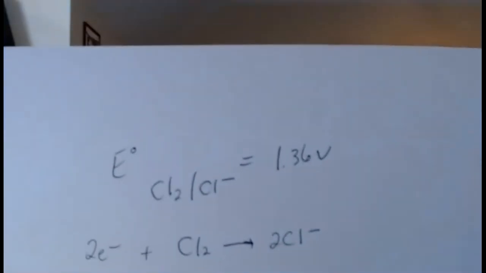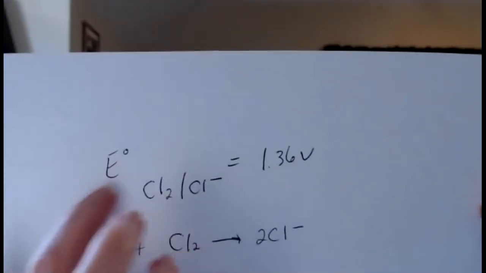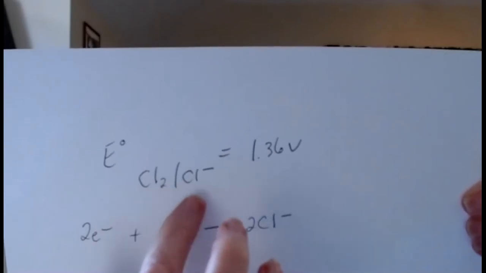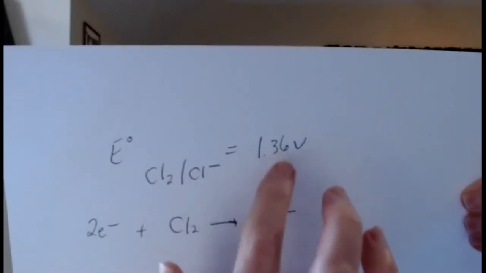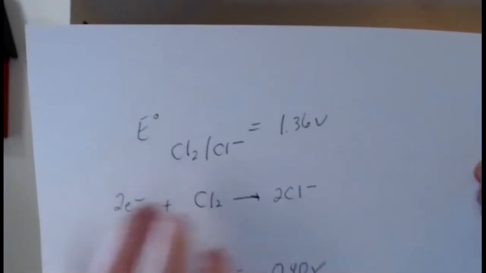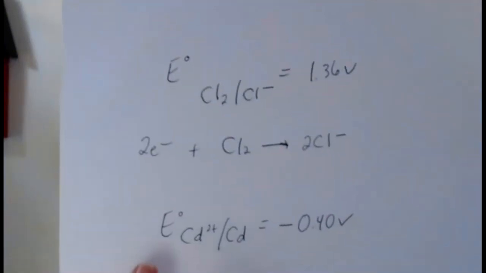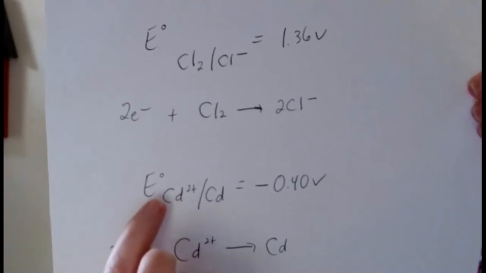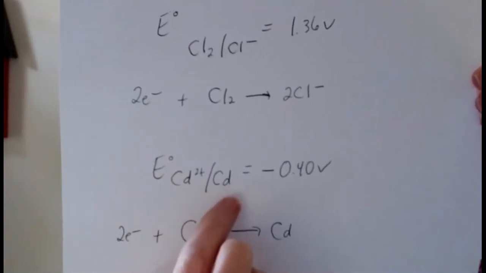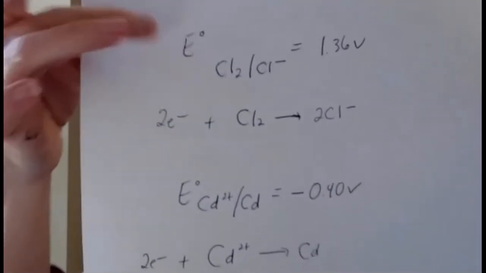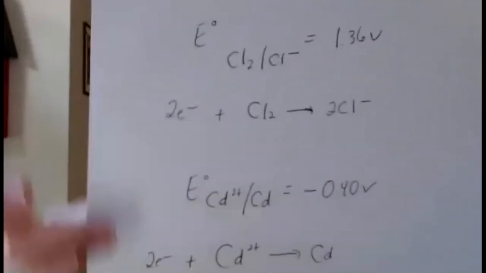Okay, based on that table that I just showed, the standard reduction potential of chlorine going to chloride was this positive number. So that's this, right? Reduction. The standard reduction potential for cadmium 2+ to cadmium metal was this negative number. Now, these are both reductions.